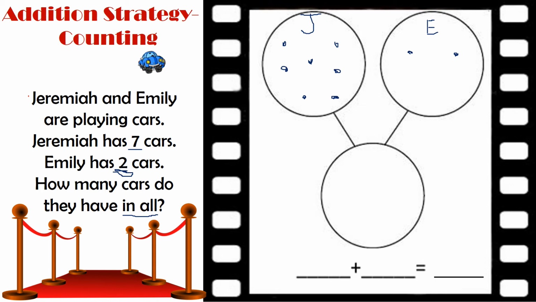Okay, we have 1, 2, 3, 4, 5, 6, 7, 8, 9. Now you can choose, if you were using counters, you could pull these down to your whole part. You could also draw 9. We're going to write in the number 9. Now we're going to fill in our number sentence to show this word problem. Jeremiah has 7 cars. Emily has 2 cars. Together, they have 9 cars.